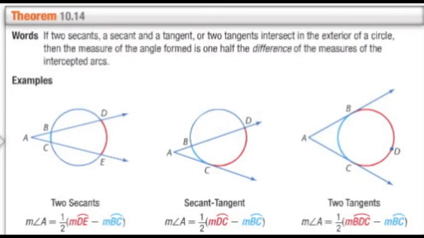Secants and tangents can also meet outside a circle. If two secants, a secant and a tangent, or two tangents intersect in the exterior of a circle, then the measure of the angle formed is half the difference of the measures of the intercepted arcs. So in this first diagram, you can conclude that angle A is equal to half the difference of arc DE and arc DC.